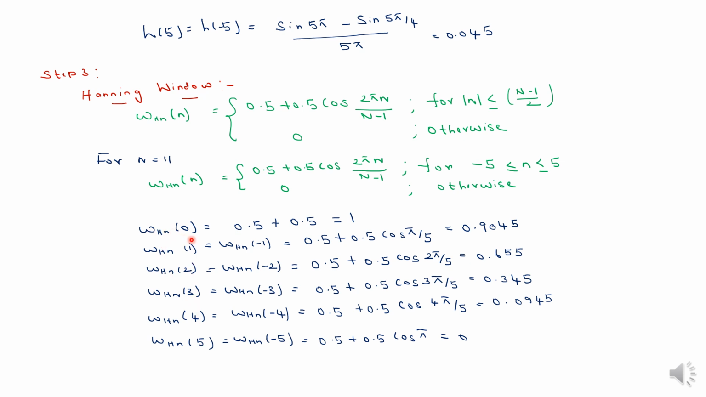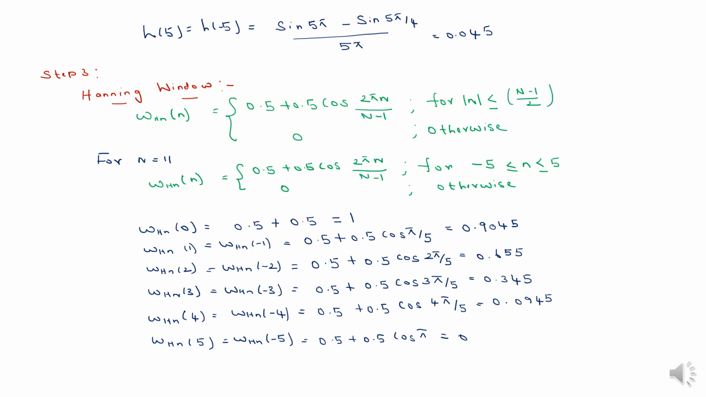So w_Hn of 0. We need to put n is equal to 0 here. So this is equivalent to 0.5 plus 0.5 cos 0. Cos 0 is 1. Therefore, it is 1. Similarly, to find the filter coefficient at n is equal to 1, in this equation, I need to replace this small n with 1. So it is 0.5 plus 0.5 into cos pi by 5. This is equal to 0.9045. Similarly, we arrive at values till n is equal to 5, and w_Hn of 5 is equal to 0.